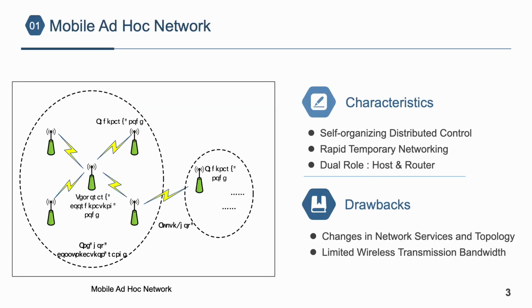First, what is an ad hoc network? As shown in the figure, mobile ad hoc networks are self-organizing networks that don't rely on fixed infrastructure. They are capable of fast temporary networking, such as in disaster recovery. However, they have some drawbacks, such as limited shared bandwidth, so efficient use of channel resources has become very urgent.